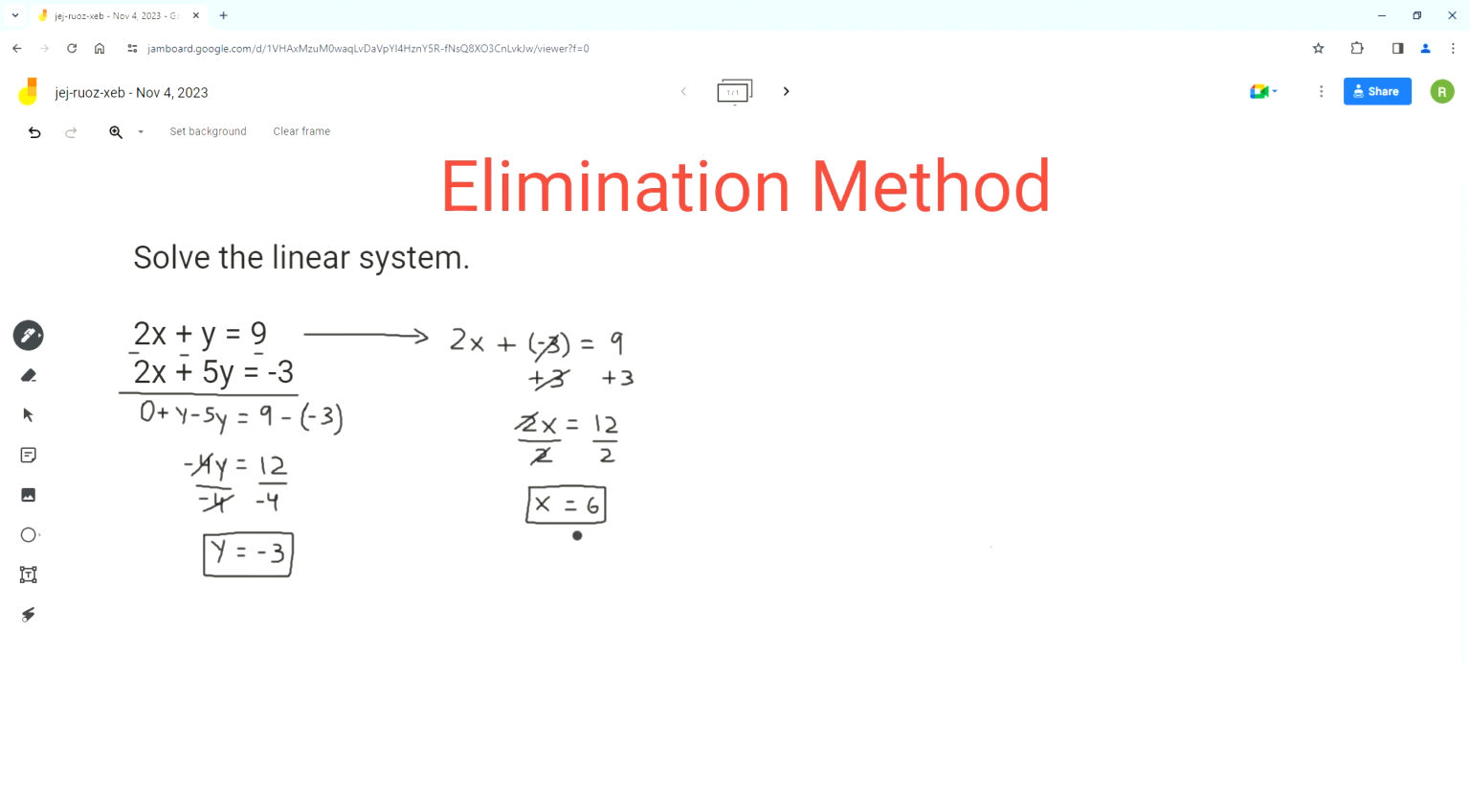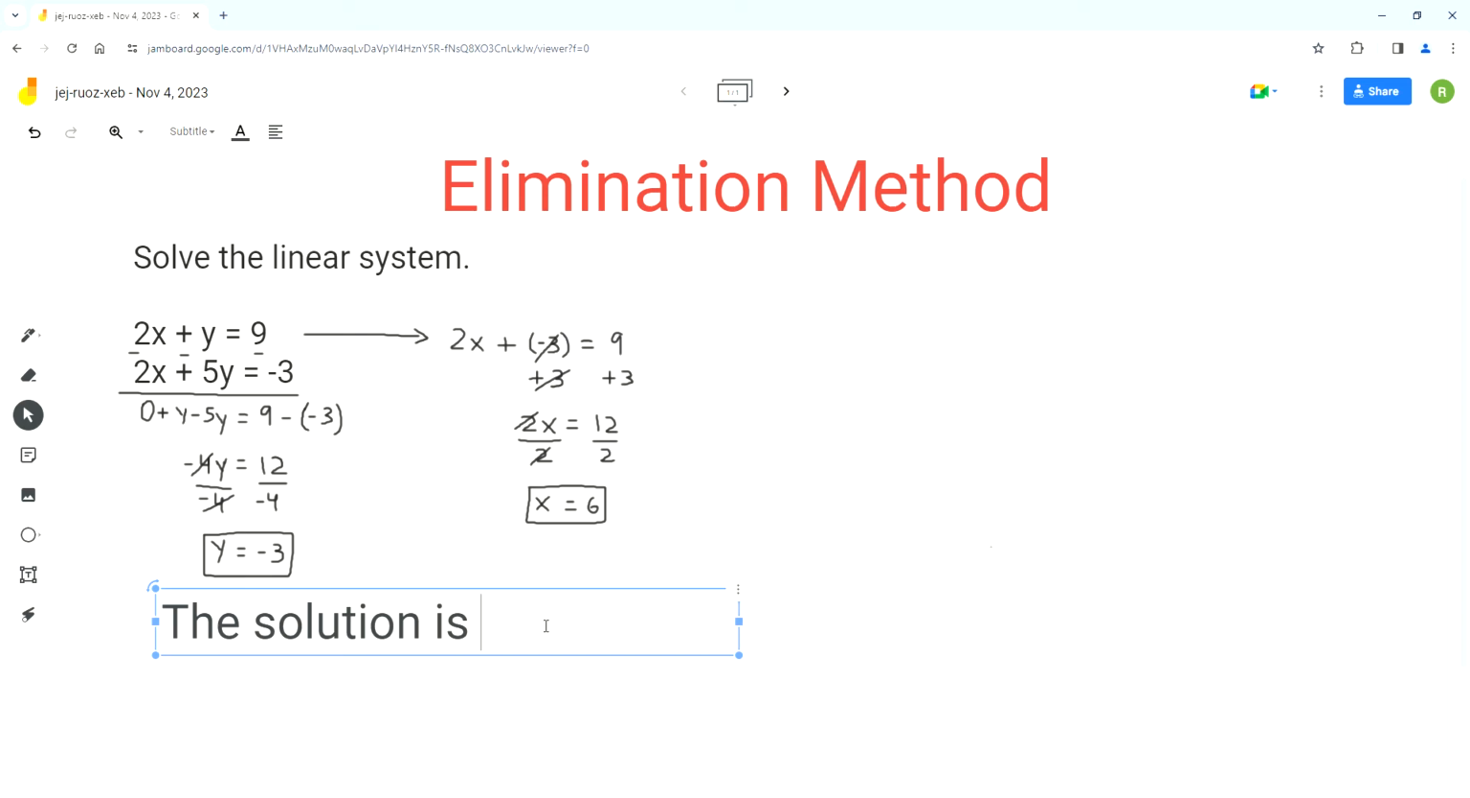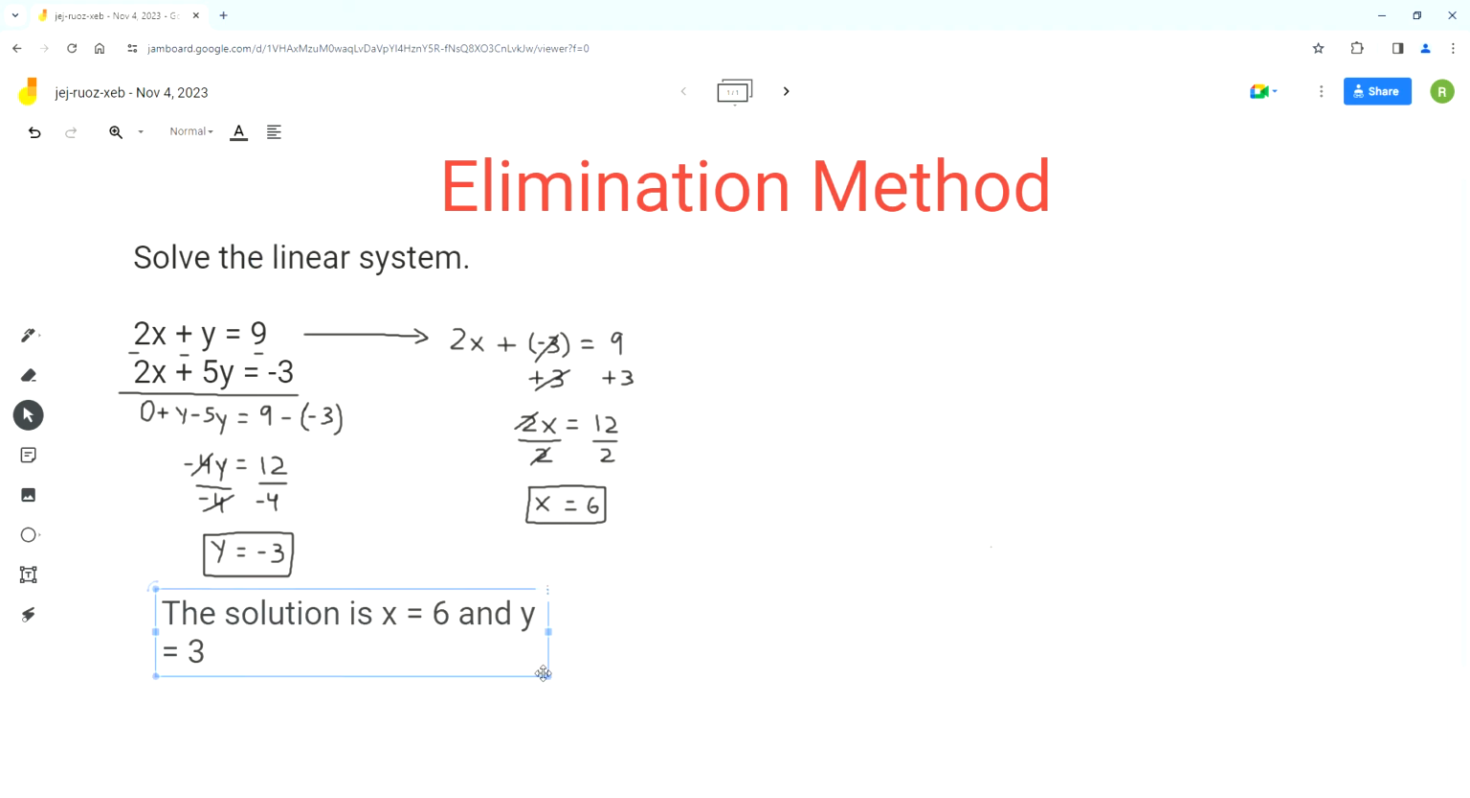Now that we have found the value of x and y, we can write the closing statement to summarize our answer. The final answer for this kind of problem can be written as x and y values separately or as an ordered pair. So the solution is x equals 6 and y equals -3, or we can also write it as an ordered pair, 6 comma -3.